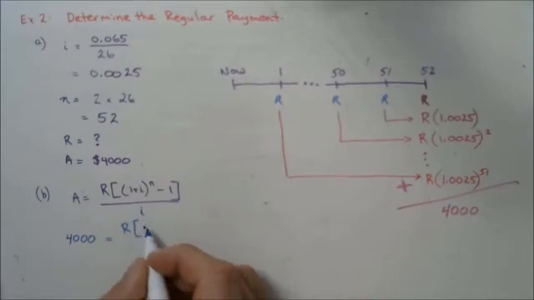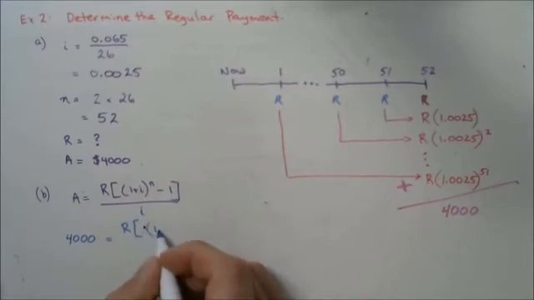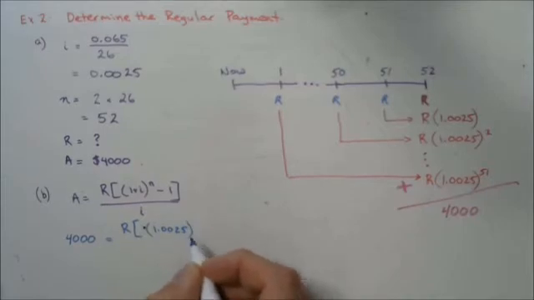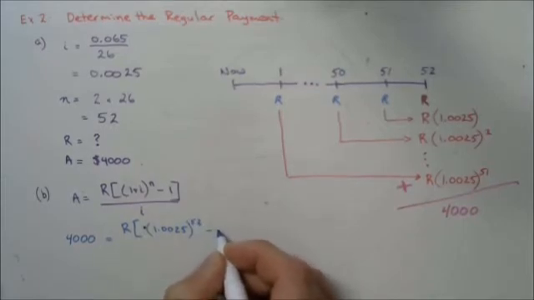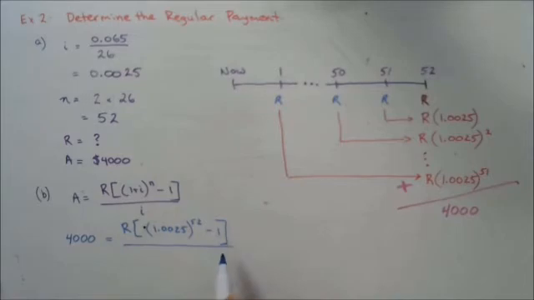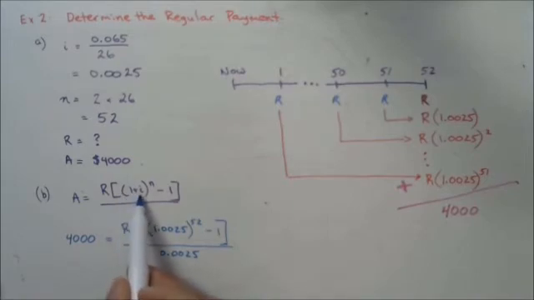We do know 1 plus I, that's 1.0025. We do know n, it's 52. Close off my numerator. And we know I, 0.0025. Don't be tricked here. In the bracket upstairs, it's 1 plus I. In the denominator, just I by itself. It's going to be a very small number. When you divide by a very small number close to 0, the whole thing gets bigger, which makes sense, because our regular payment is going to be quite small in comparison to our total amount.